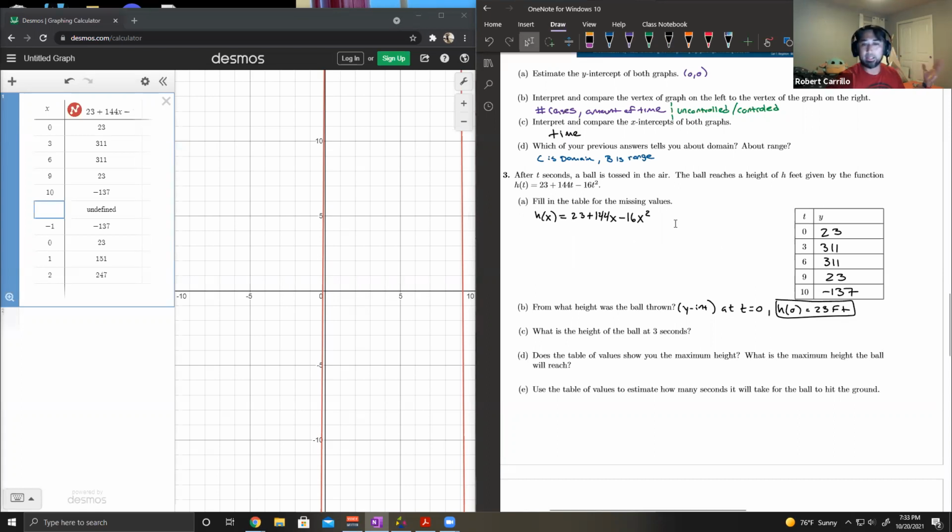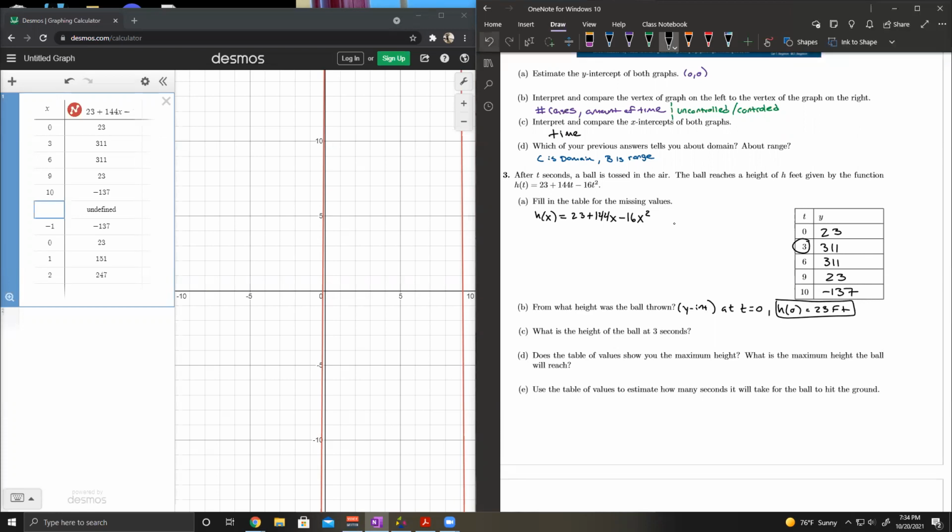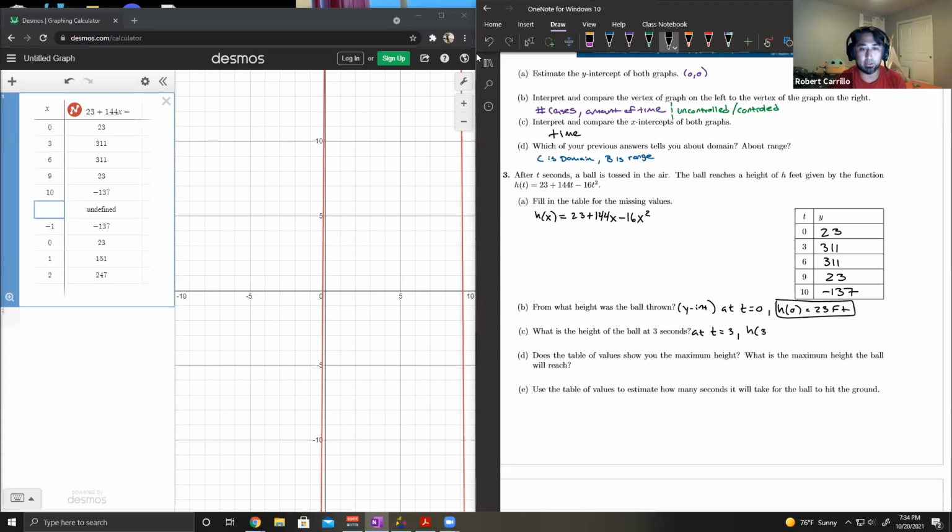So this means they're probably standing on a building or somewhere and throwing the ball up. So they're 23 feet in the air before they even throw the ball up. Okay. And then C says, what is the height of the ball at 3 seconds? Well, lucky we filled out that chart already. When time is 3 seconds, what is the height of the ball? 311. So at T equals 3, the height is 311 feet.